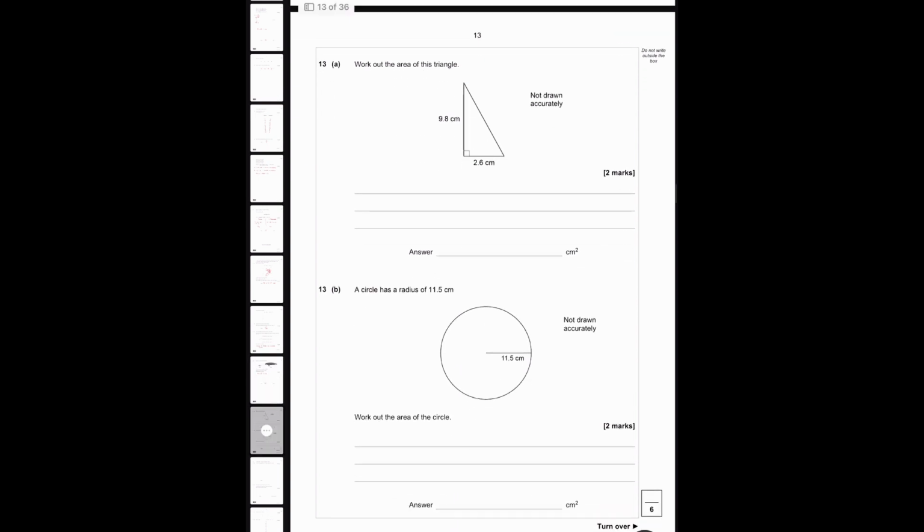Question 13 is an area of a triangle question. The area for a triangle is base times height, all divided by 2. We're going to do 9.8 times 2.6, which is 25.48. And then we're going to divide it by 2. So 25.48 divided by 2 is 12.74. So our answer is 12.74.